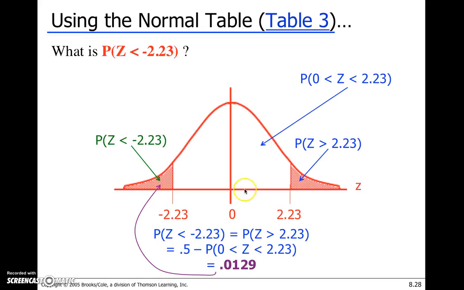Remember, the whole of the area to the right is 0.5, and that will give you the resulting answer, which is 0.0129. As I said, if you're using a newer version of the text, you'd read this value directly, since the table has negative values. The probability z is less than minus 2.23 is just read directly.